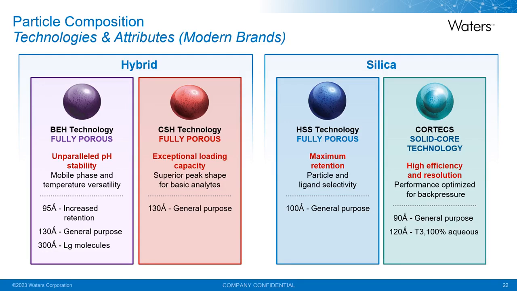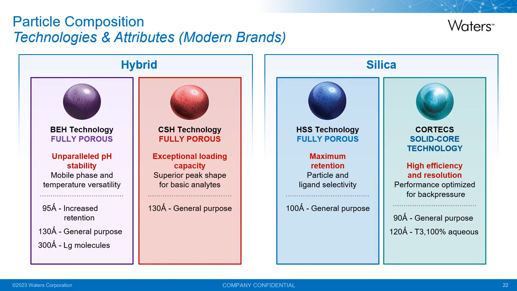Waters particle technologies can be broken down into 4 particles. 2 are hybrid and 2 are silica-based. If we go from left to right, BEH, or bridged ethyl hybrid, is a fully porous particle with unparalleled pH stability and robustness at elevated temperatures. There are many different pore diameters available to address different application needs.